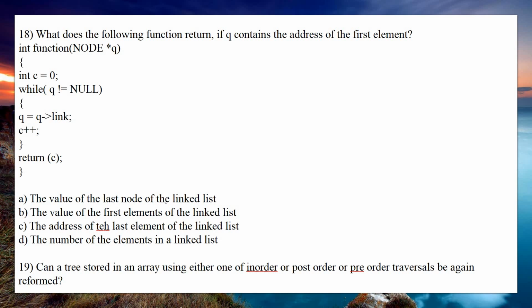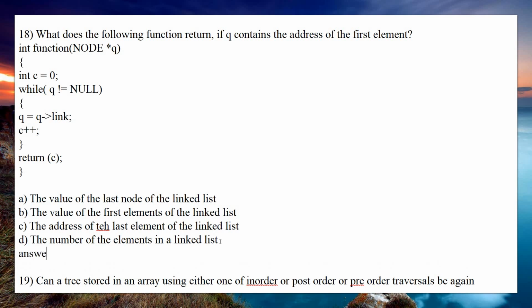It doesn't print only the value of the last node of the linked list, because it traverses each node, and it will print the number of elements in the linked list. So you can say from these options that option D is the correct answer for this question, which will print the number of elements in a linked list.